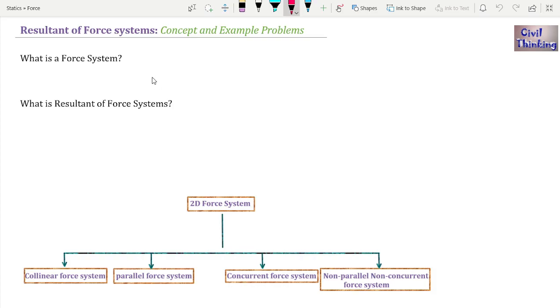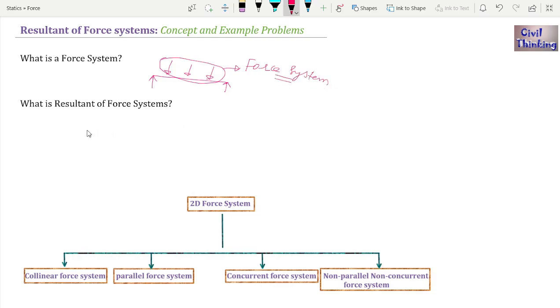Now I will tell you briefly. For example, we have a simply supported beam like this. Okay, this is a simply supported beam and it has multiple forces like this. Now because there is more than one force acting, all of these forces are known as a force system.